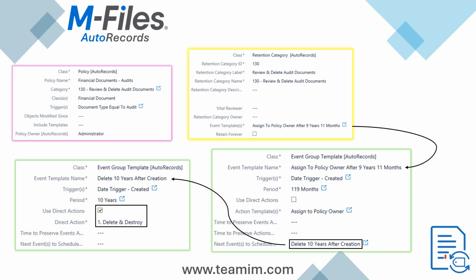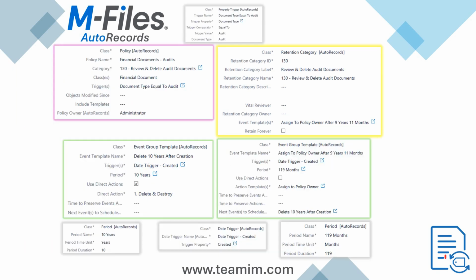After 119 months, the policy owner will be assigned, and then they will see that the document is scheduled to be deleted. Chaining together events in this way can make it easier for the end users to understand what's going on with retention. It's also useful in situations where whatever happens in one event group must take place before the next event. We'll have another example showing how that works with a document that must be approved before it gets deleted. However, in this example, we're simply going to notify the user that something needs to be reviewed.